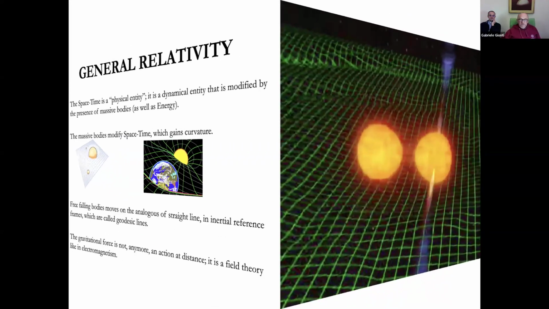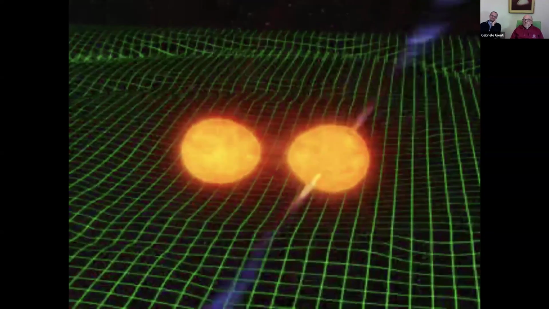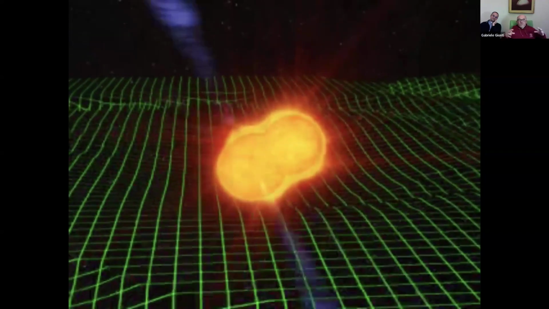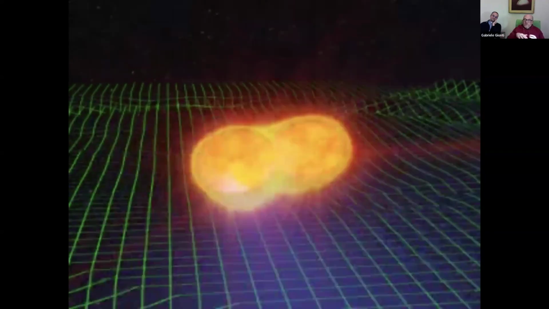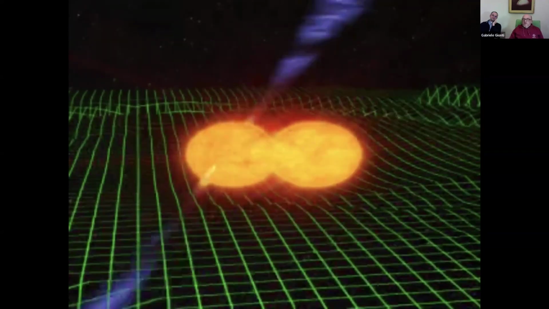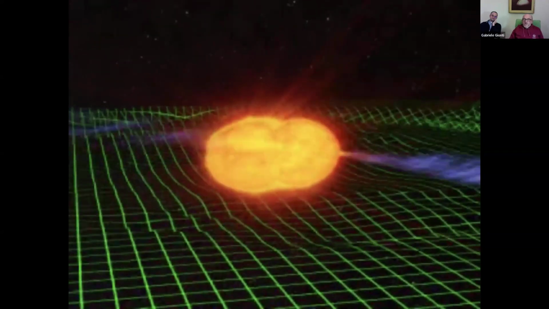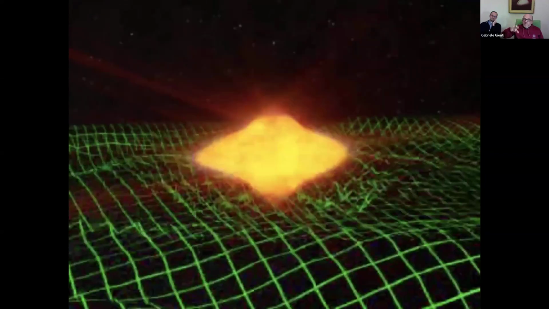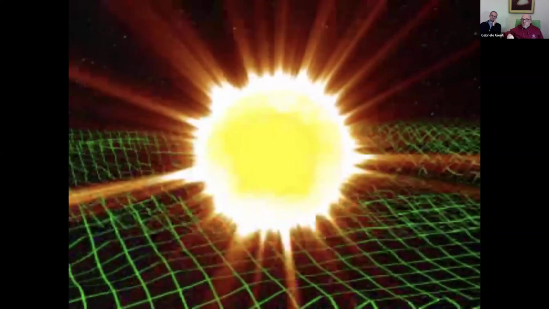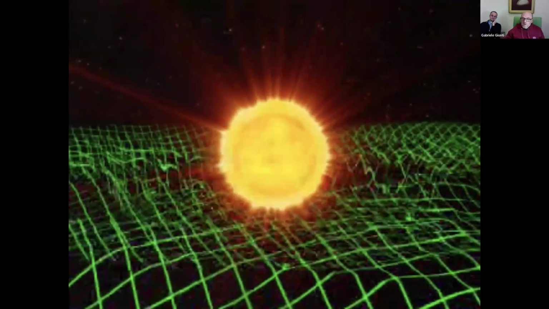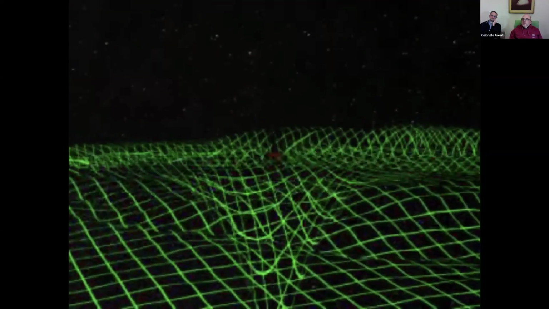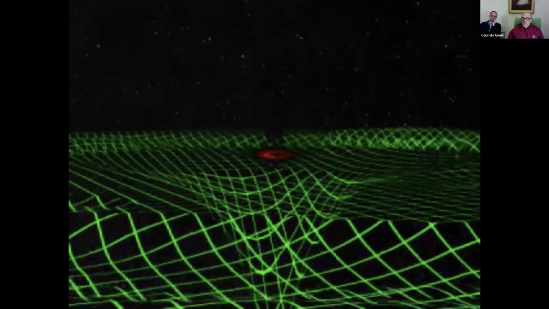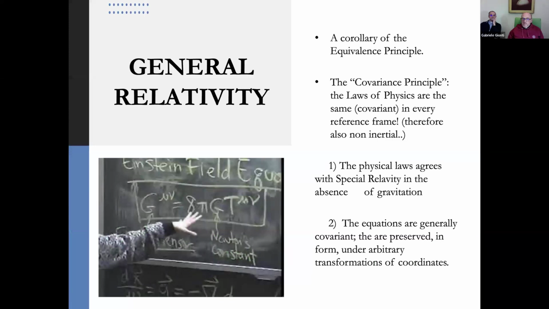Here you see what happens, as Matteo already showed, when two neutron stars collide. The gravitational field, the background you see, is modified because the mass concentration is modified, so gravitational waves are produced. These waves propagate on space-time and can be detected by LIGO, for example, as Matteo already explained.